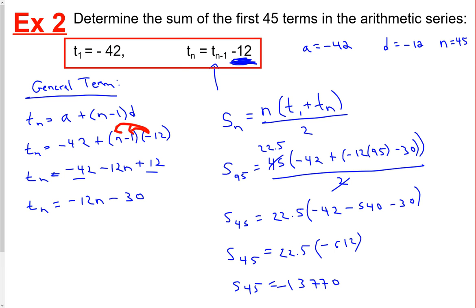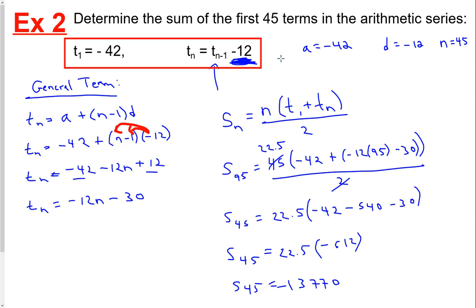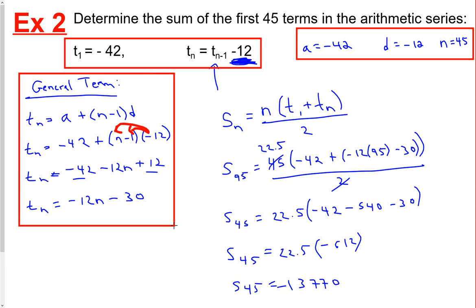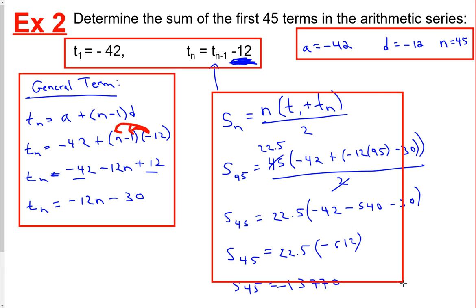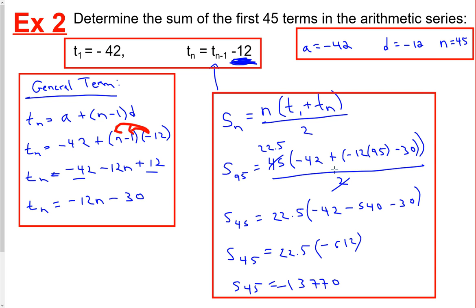Okay, so we're going to start with a recursive formula. You're going to use that recursive formula to figure out what your first term is, what your common difference is, and your number of terms will be given in the question. You're going to find the general term by subbing in your A value and your D value. And then you're going to use our second equation, subbing in our first term and our general term and simplifying.